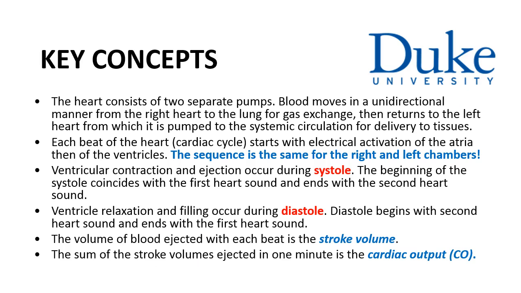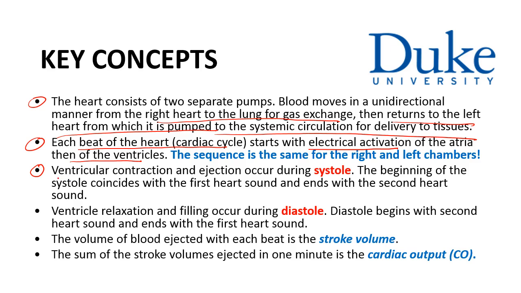All right, so what are the key concepts then? So the heart consists of two separate pumps. Blood moves in a unidirectional manner from the right heart to the lung for gas exchange, then returns to the left heart from which it is pumped to the systemic circulation for delivery to tissues. Secondly, each beat of the heart, that's our cardiac cycle, starts with an electrical activation of the atria and then of the ventricle. And the sequence is the same on the right side of the heart as it is on the left heart.